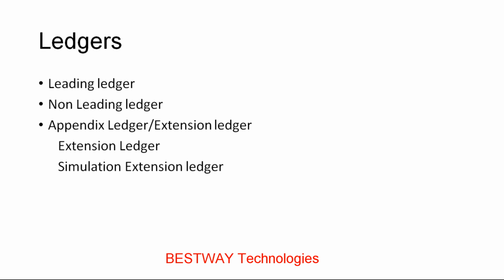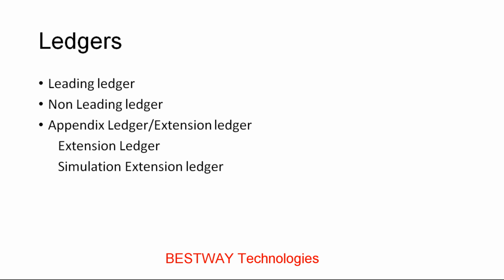In the extension ledger, we have two things: one is the extension ledger, the other is the simulation extension ledger. What is this extension ledger? As I said, if you use ECC New GL or S4 HANA, implementing a leading ledger is mandatory. Based on your reporting, you link that reporting to the leading ledger. If you want to do parallel reporting, we use a non-leading ledger. If you have more parallel reporting, we keep implementing more non-leading ledgers in ECC 6.0.